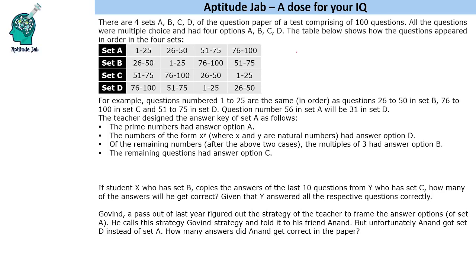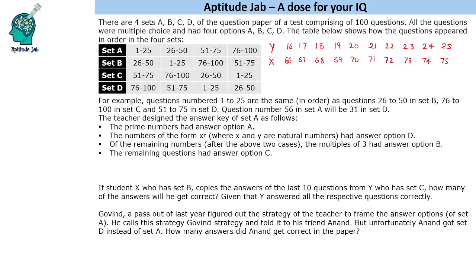Now if we talk about Y, what are the question numbers, and X, what are the question numbers? So Y is attempting set C. So set C means that last 10 questions will be 16 to 25. 16, 17, 18, 19, 21, 22, 23, 24, 25. Now if we talk about X, X has set B, so we add 50 to these because this is till 75, right? So 66, 67, 68, 69, 70, 71, 72, 73, 74 and 75.